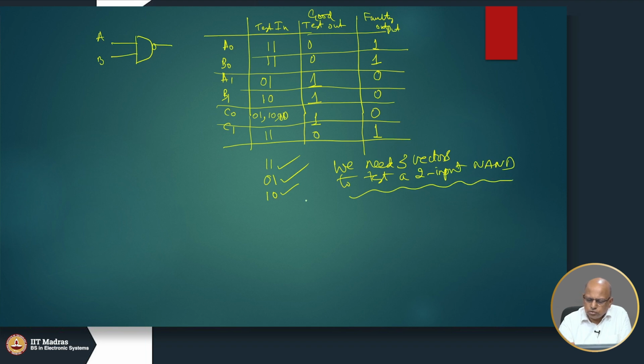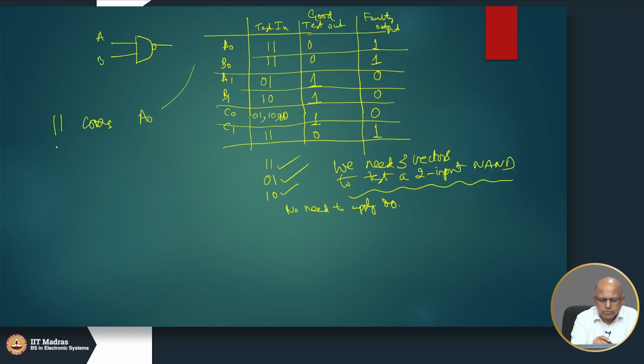So, no need to apply 0 0. It is already taken care of. So, 0 1 already covers it. We say 1 1 covers A0, 1 1 covers B0, 0 1 covers A1, 1 0 covers B1. So, we could write it like this.